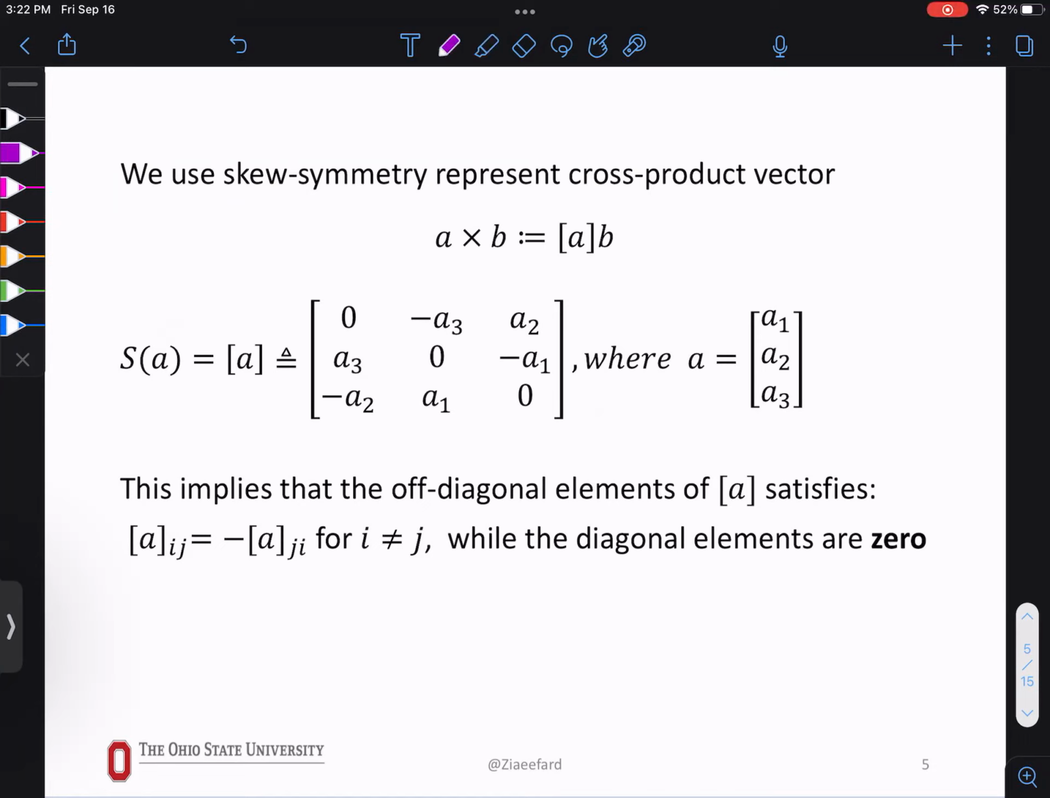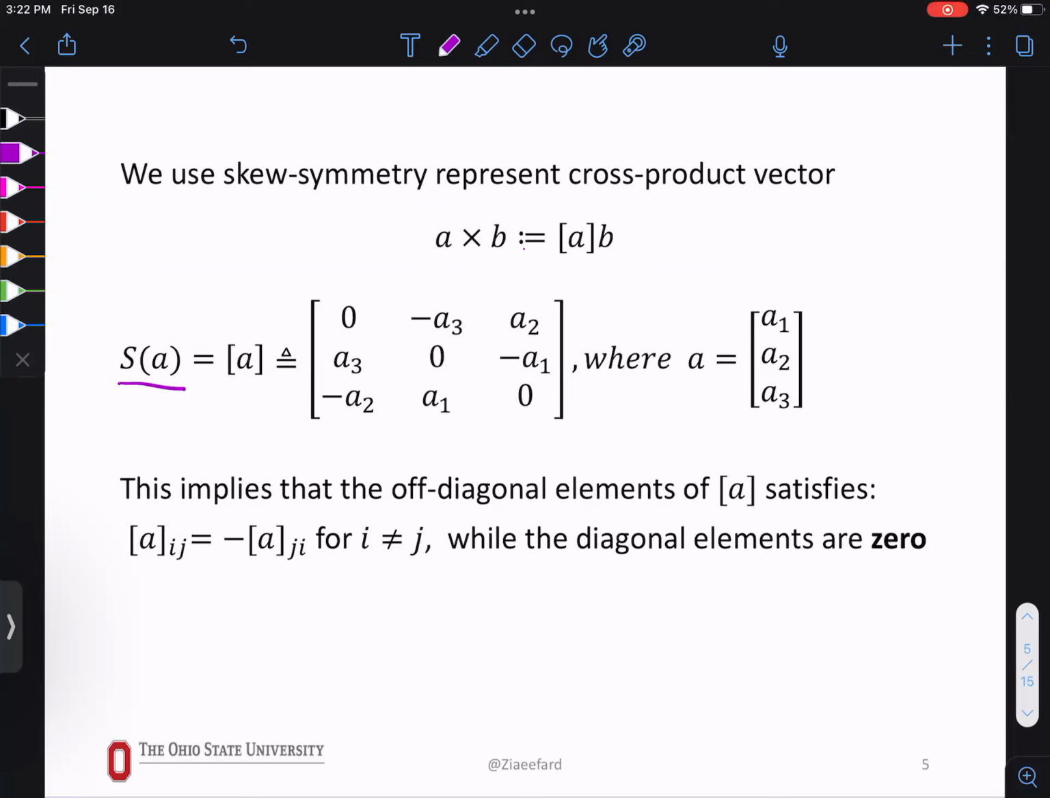So A cross B is defined as skew symmetric of A times B. We also show skew symmetric as S of A. A and B are vectors, right? So A times B, it's N by 1, so 3 by 1 in this case, so you'll be able to actually do the cross product. It has to match dimension.